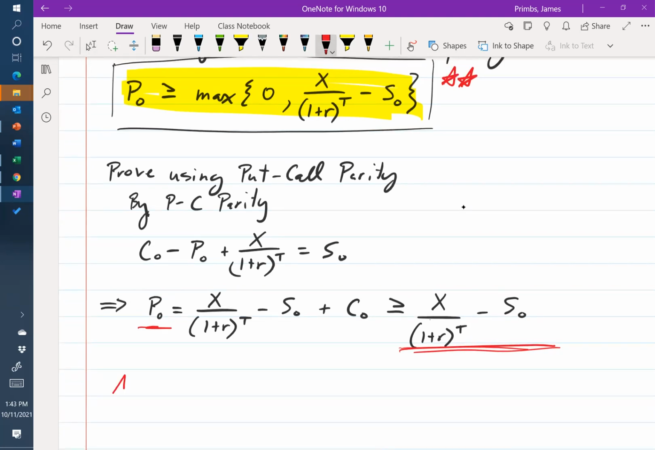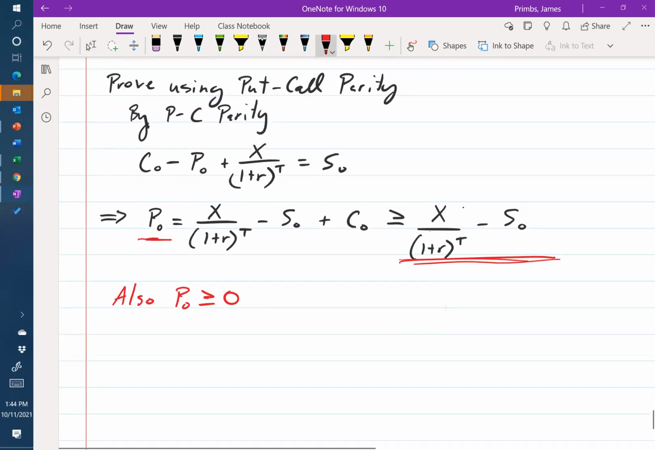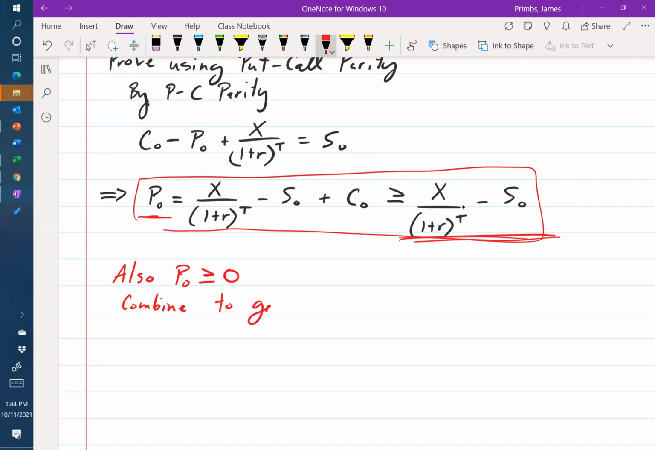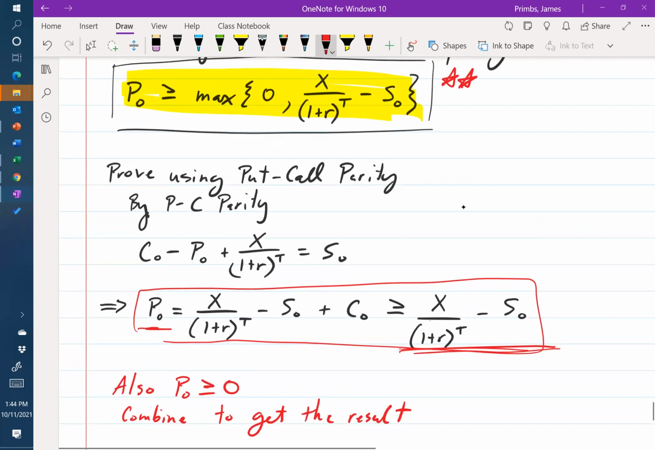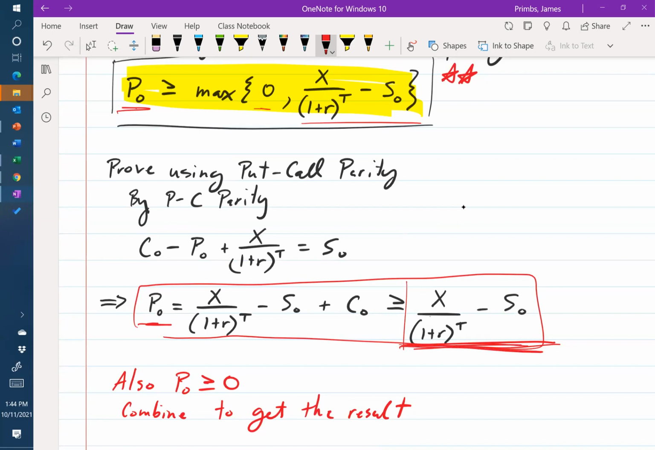We also know that the value of a put is always positive, right? A put is always valuable. It's never going to have a negative price. It's always positive. And so if you combine these two together, to get the result. And what was our result? Our result was that a put is always greater than or equal to either 0, because we know a put will always be worth something, or in the worst case, it's worth nothing, or this quantity here, that's what this was over here.